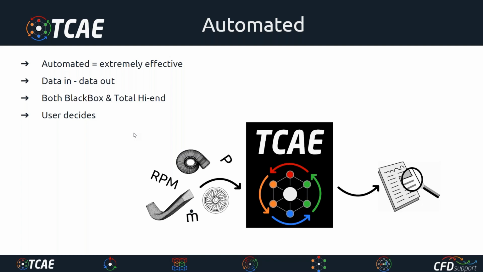TCAE is developed from the beginning in a way to fit modern engineering workflows. So it's fully automated. It can be used either as a black box, where the user puts the data in, TCAE does its job, and the user just picks the results at the end. Or TCAE can be used as a highly sophisticated CAE software, where all the options are open. The beauty of TCAE is that it's the user who decides how deep to dive into the details, or not at all. It's flexible also in terms of users' skills and experience.